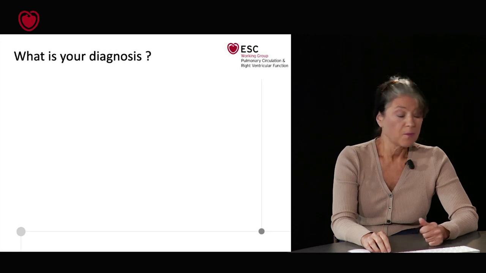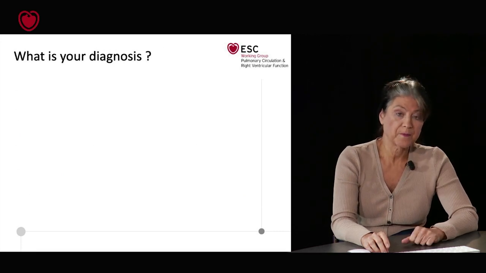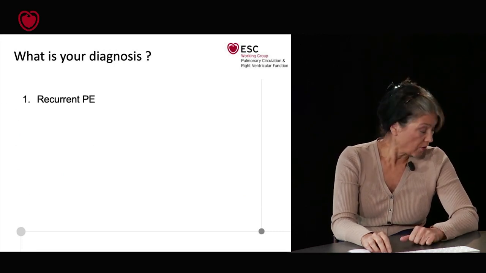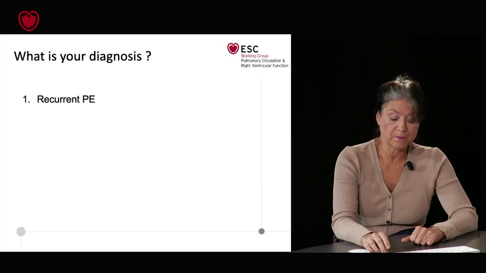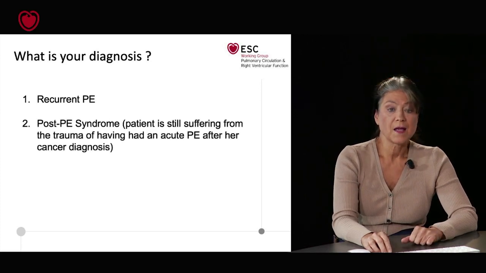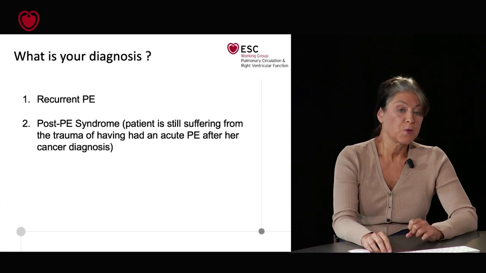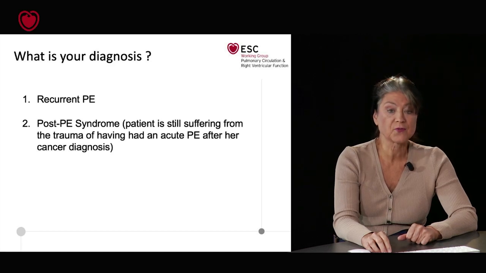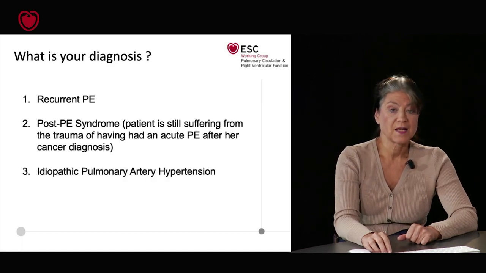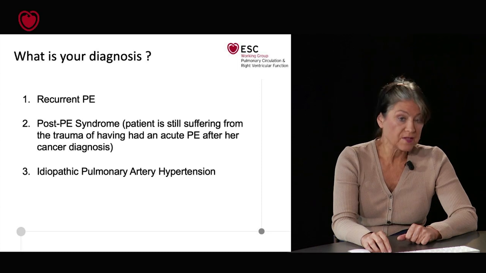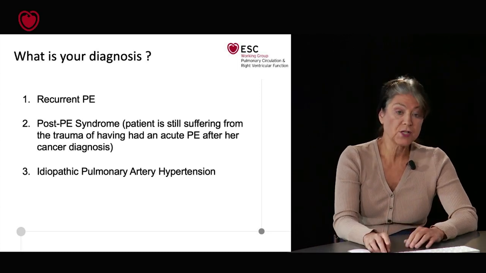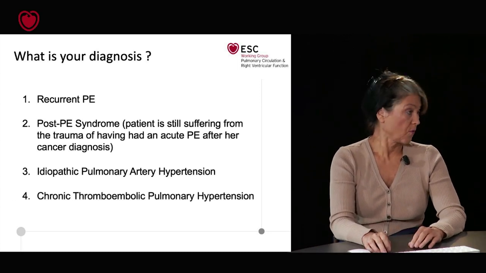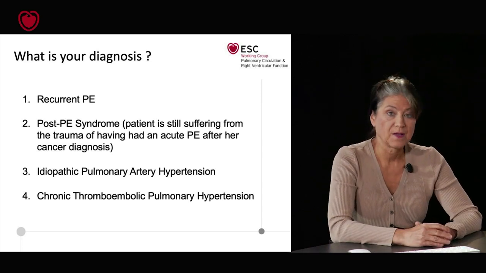What is your diagnosis at this point? Is it recurrent pulmonary embolism now that she is again dyspneic? Is it what I suggested, post-PE syndrome in a young patient who is still suffering from trauma of having had an acute PE after her cancer diagnosis? Is it IPAH now? Is this overlapping conditions? Or is it chronic thromboembolic pulmonary hypertension? Please vote.